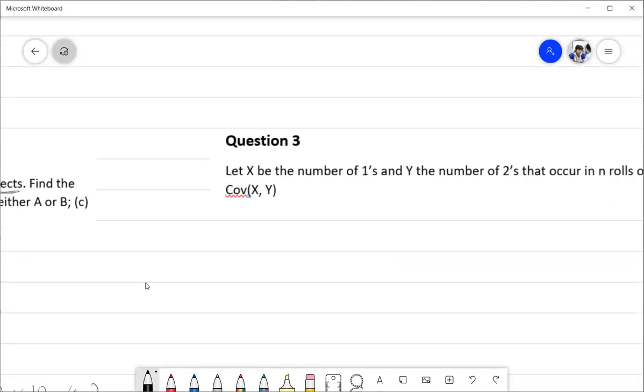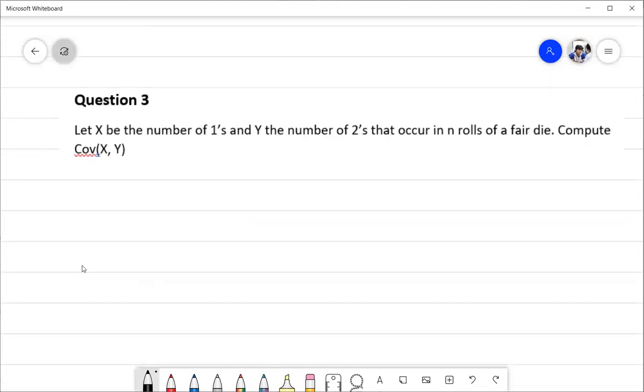I think now is where the more important questions will come in terms of computation, because you'll have to move fast considering the fact that these might be long questions. So the first one is: let X be the number of ones and Y be the number of twos that occur in n rolls of a fair die. Compute the covariance of the two. Okay. So first of all, the general formula of covariance that I know of is E[XY] minus the expectation of X multiplied by the expectation of Y. That's the formula. So I need to find all of these terms.